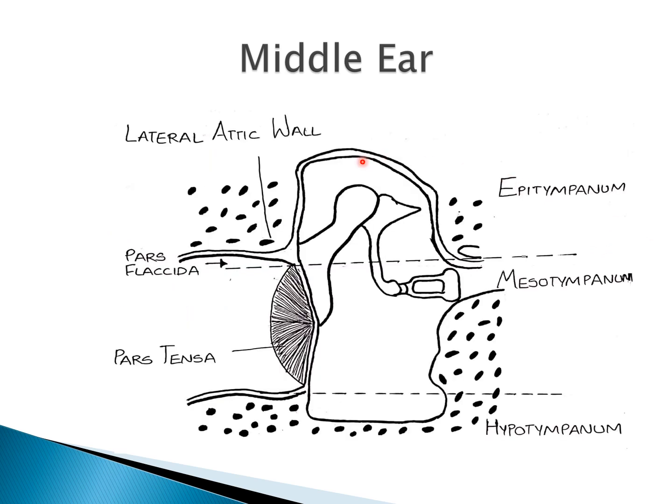Here we can see that the part of the middle ear which is opposite to the tympanic membrane, that is the mesotympanum. The part which is above is the attic region or epitympanum, and the part which is below the level of the tympanic membrane, this is the hypotympanum.